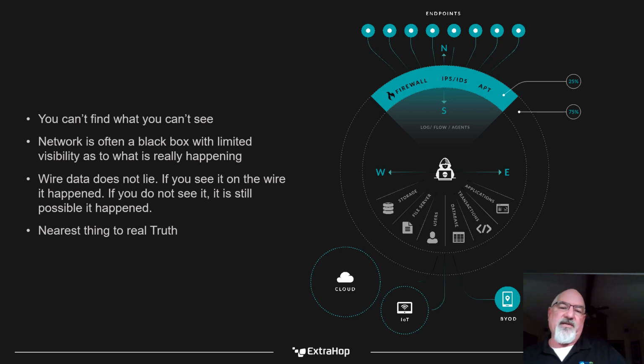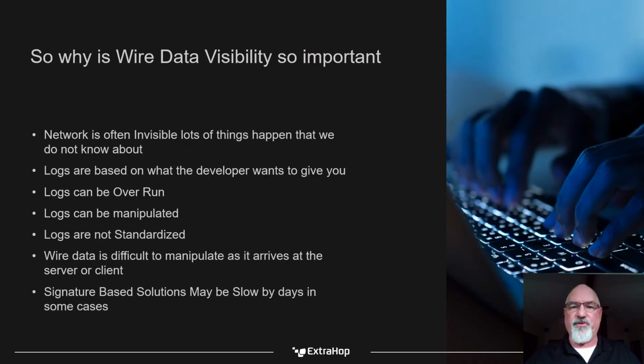Network is often a black box with limited visibility as to what is really happening. Wire data does not lie. Once a bad guy has to initiate some sort of traffic, it really doesn't lie. He can't get on that wire, pull it back off, change it, manipulate it, and put it back in unless he's doing man in the middle. But depending on where your tap is, you may be before or after that tap. So it's really difficult for it to lie, and it is the nearest thing to real truth that's out there. So I find this very, very important to follow through with.